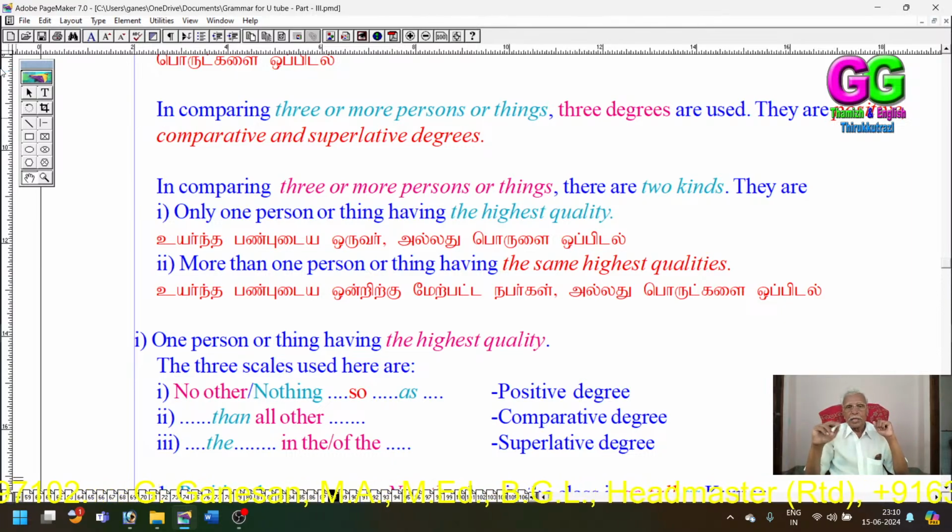The second one is comparing three or more persons or things having the highest qualities. That is, when we compare three or more persons or things, if there is more than one person or thing having the highest degree, then what are the rules we have to follow? Let us see them.